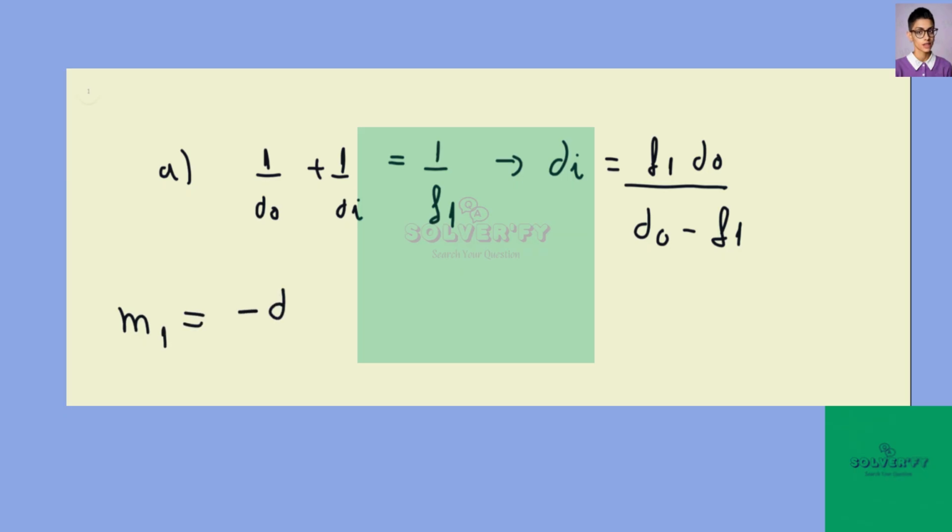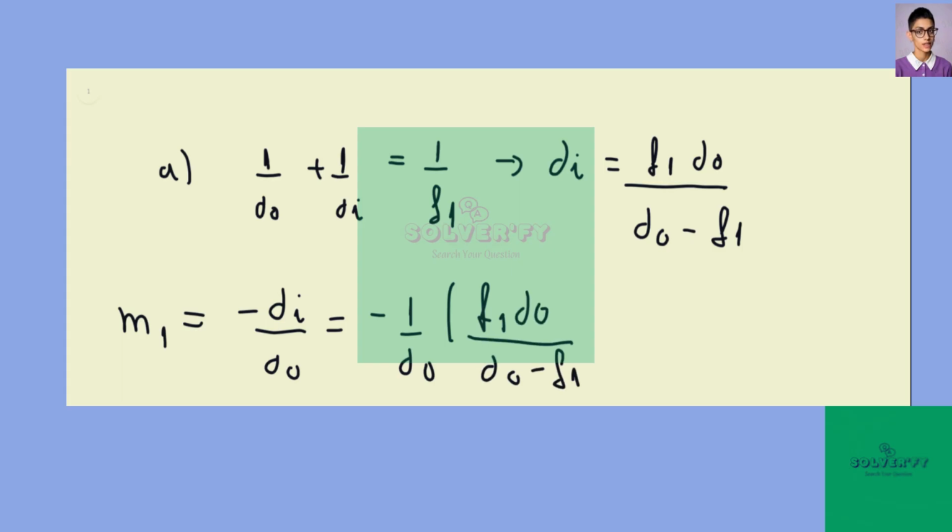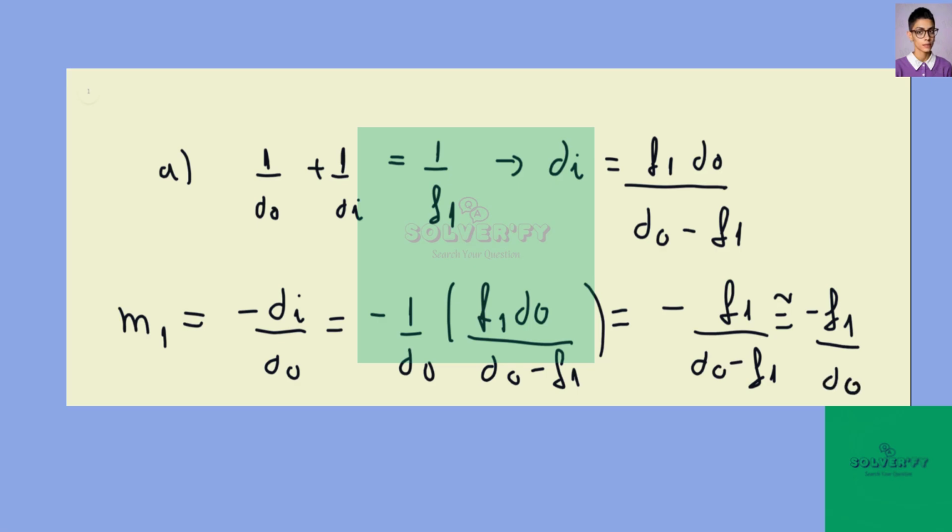M1 is minus di over d0. This is minus 1 over d0, f1 d0 over d0 minus f1. This is minus f1 over d0 minus f1. Now doing the approximation that the object distance is much larger than the focal length, this gives us minus f1 over d0. This real image located near the focal distance from lens 1 becomes the object for the second lens.